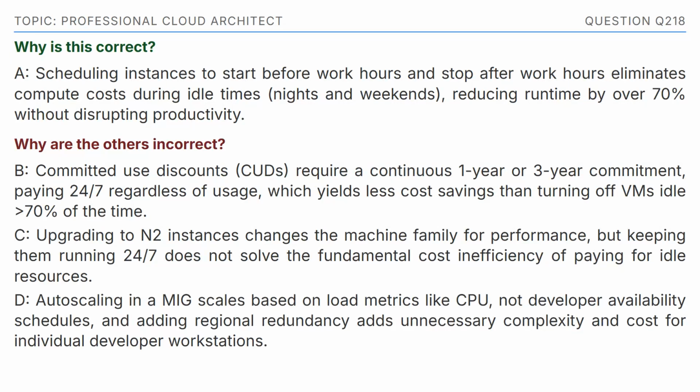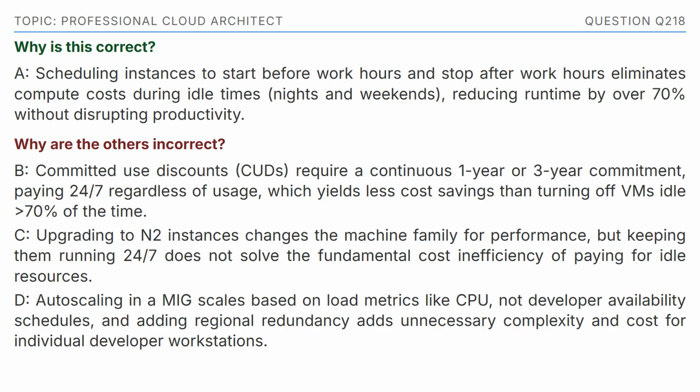Why is this correct? A. Scheduling instances to start before work hours and stop after work hours eliminates compute costs during idle times, nights and weekends, reducing runtime by over 70% without disrupting productivity. Why are the others incorrect?